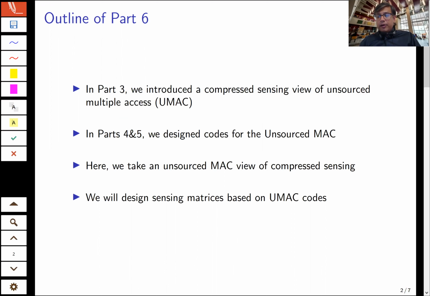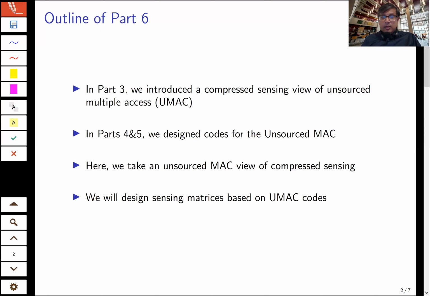And then in parts 4 and 5, we thought of this unsourced multiple access problem as a pure channel coding problem, or as designing codes for random access. And in the last two parts, I showed you some coding schemes which perform well for the unsourced multiple access channel. Now that we have this connection between unsourced multiple access and compressed sensing, in this part, we're going to see whether we can use codes that are designed for multiple access to design good compressed sensing schemes, sort of closing the loop in the connection between compressed sensing and unsourced multiple access.